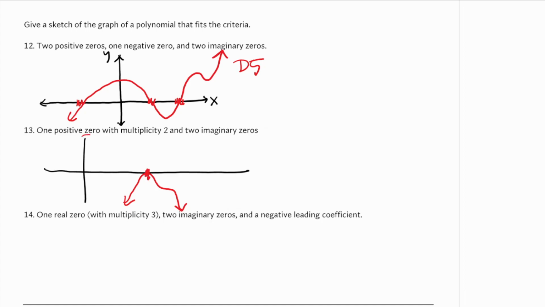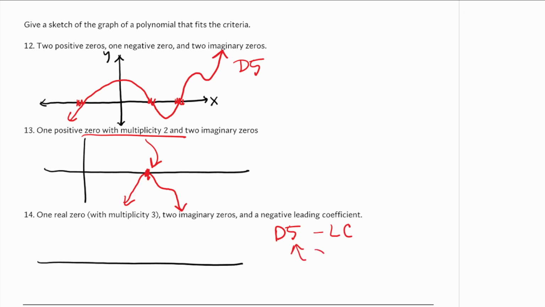Okay, that's the zero with multiplicity 2, and then 2 imaginary zeros means I'm not running them into the x-axis to account for it, but it is still 4th degree. So it could look something like that. 1 real zero with multiplicity 3, 2 imaginary zeros, and a negative leading coefficient. Okay, so multiplicity 3 plus 2 imaginary zeros, that's going to be degree 5 again. So degree 5 with a negative leading coefficient means it's going to come from above and then go down.